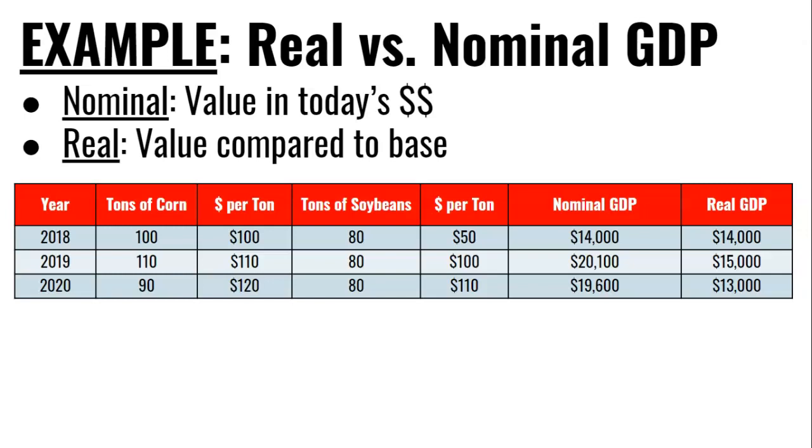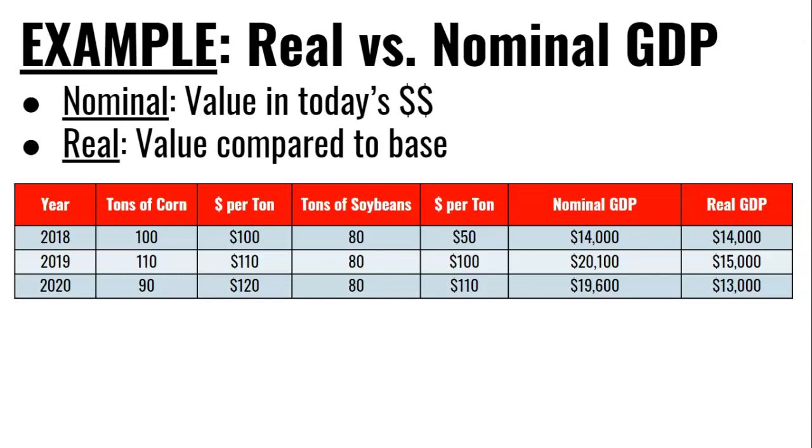So yes, GDP went up, but not by nearly as much as we thought in nominal terms when we went from 2018 to 2019. And if I look at 2020, again, I take this year's quantity and multiply it by the base year price. So I would say 90 tons of corn times $100 per ton of corn, multiply those two together. I take 80 tons of soybeans times the $50 per ton price in our base year, multiply those two together and add them up. And when I do, I see real GDP is $13,000.